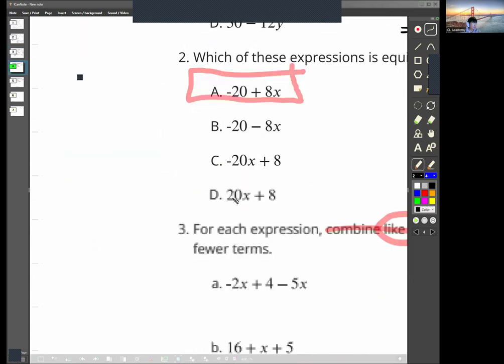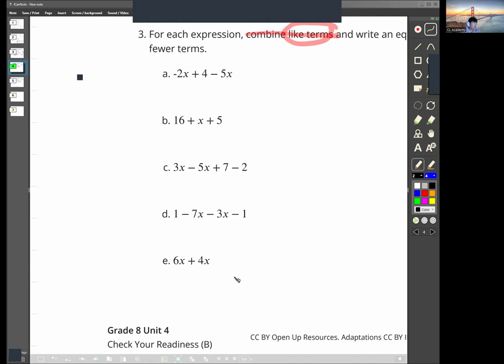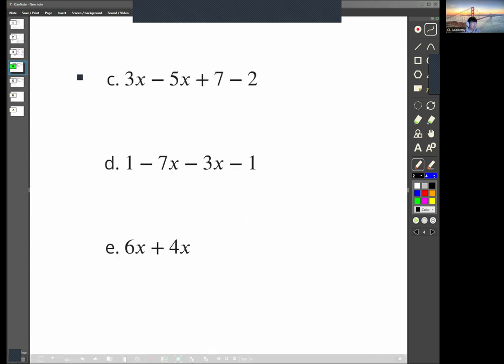Now, x1, t and e. Oh, they're like terms, so I can add or subtract them.